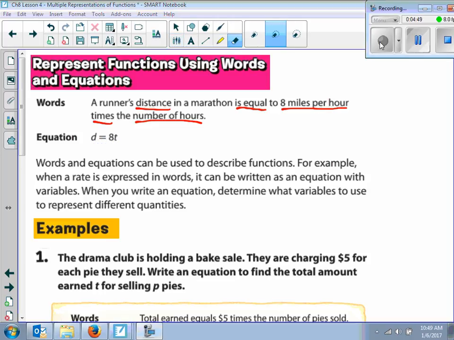All right, here it says, words and equations can be used to describe functions. For example, when a rate is expressed in words, it can be written as an equation with variables. When you write an equation, determine what variables to use to represent the different quantities. And what they mean by that is like up here, so D was distance, right? The number of hours was the T for time. Does that make sense? So you need to make sure that your variables make sense to the problem. Okay?